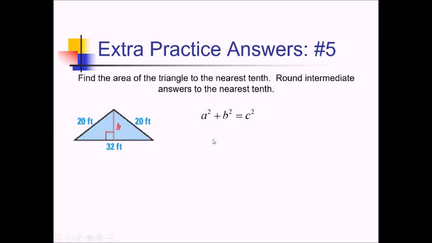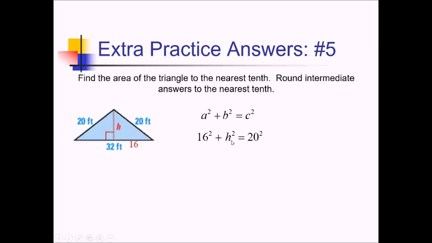So let me write out Pythagorean Theorem. A squared plus b squared equals c squared. And now we're going to use 16 for this side. So I can write 16 squared plus h squared equals my hypotenuse squared, my 20 squared.